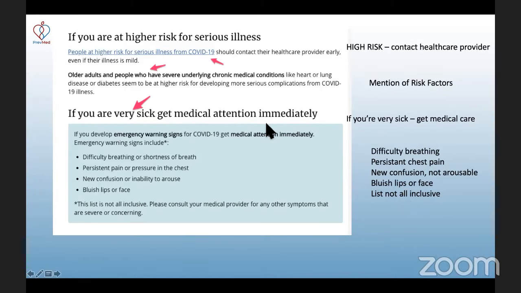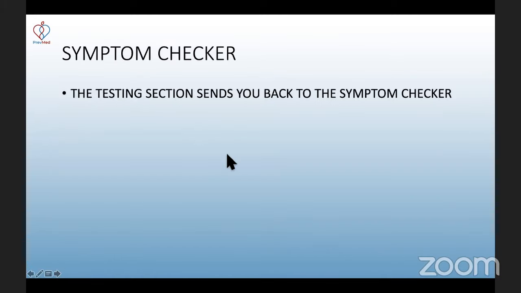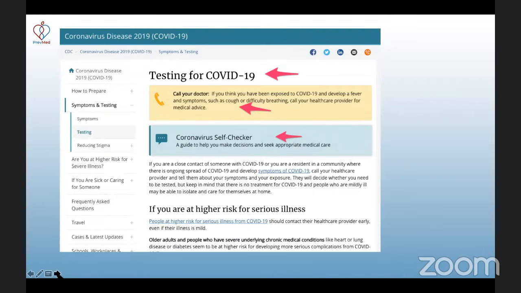So even though we're in the quote testing site on the CDC webpage, it's all about practical advice on how to manage you in terms of care. And then they've got a last section on healthcare professionals and interim guidance for healthcare professionals. So again, not really that much about testing. Now, the testing section will then send you back to the symptom checker. Let's go back to the symptom checker.